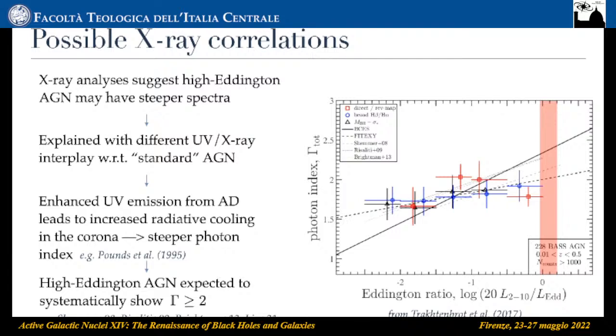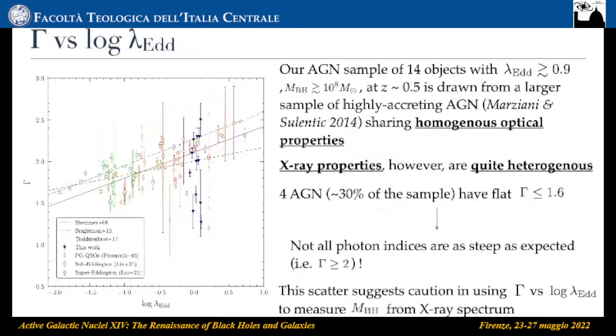However, as you can see from the plot, the red shaded area, that's the region where high Eddington AGN lie, is poorly sampled. And this hampers firm conclusions on these correlations, and it's also one of the reasons that motivated us to populate this area. The first step was to analyze a sample of high black hole mass, radio-quiet, type 1 AGN, radiating close to the Eddington limit at a redshift around 0.5.